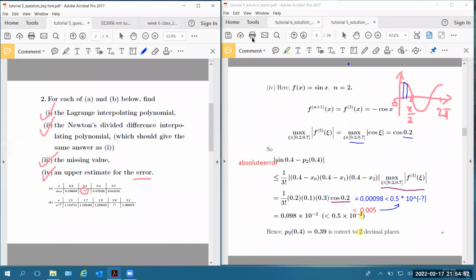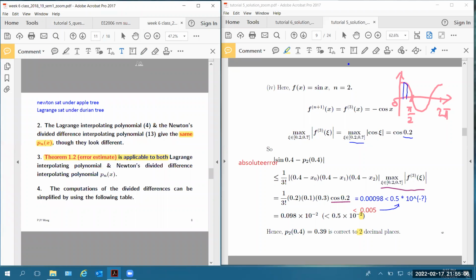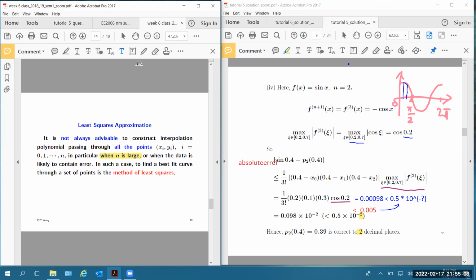So let us now go to another concept. We completed polynomial interpolation, and we'll now go to the concept of least squares approximation. Least squares approximation is different from polynomial interpolation. What's the difference? It doesn't have to pass through all the points given, unlike polynomial interpolation.